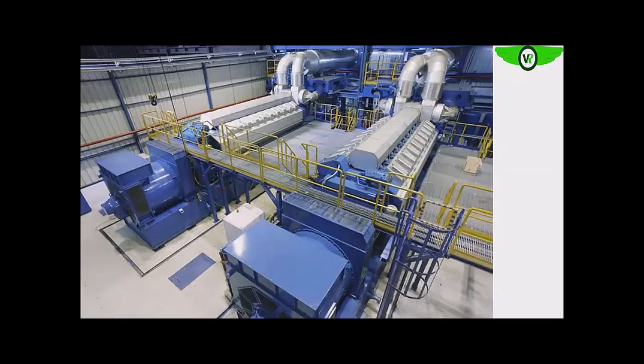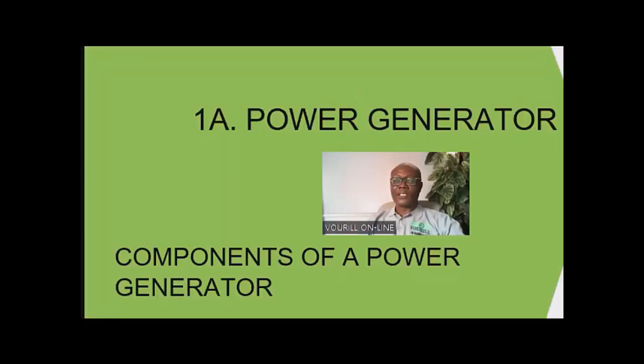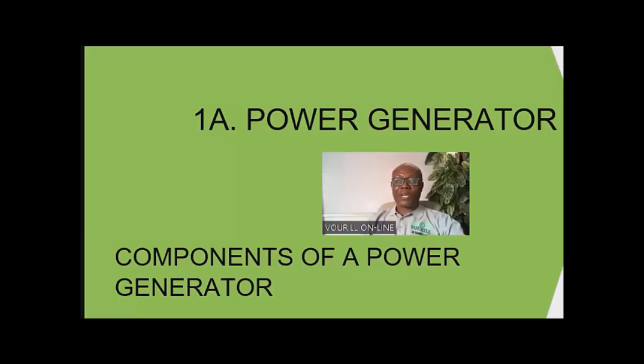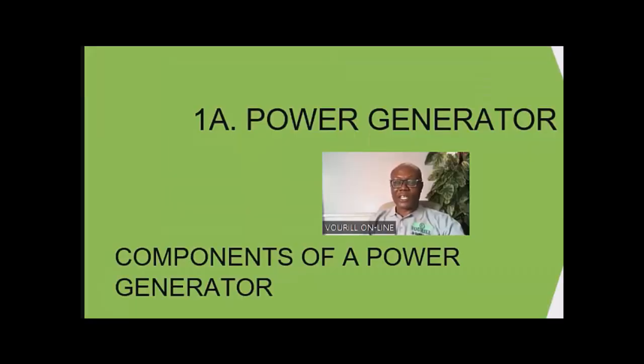So next, we are going to look at the basic components of the power generator. The generator is made up of two major components. That is the engine, which is the part that converts whatever form of energy is sent into the station into rotating mechanical energy. And then we have the alternator. The alternator is the part that converts the rotating mechanical energy into electrical energy.